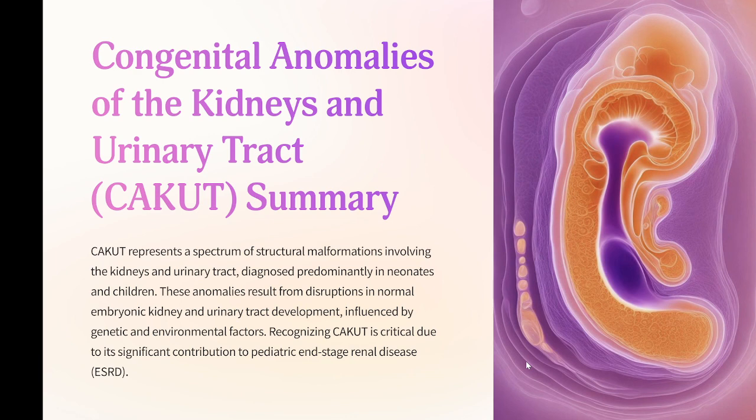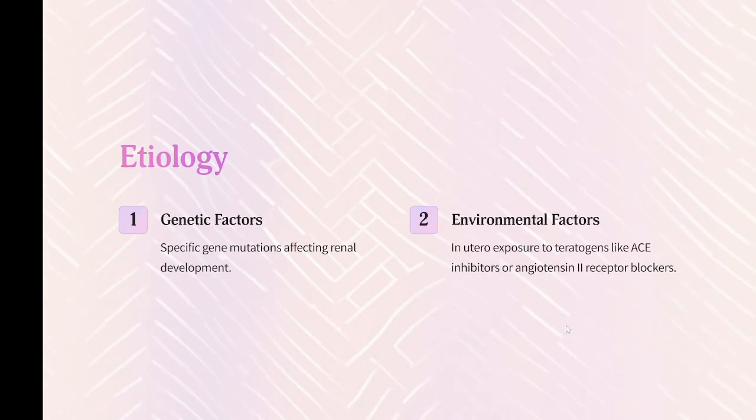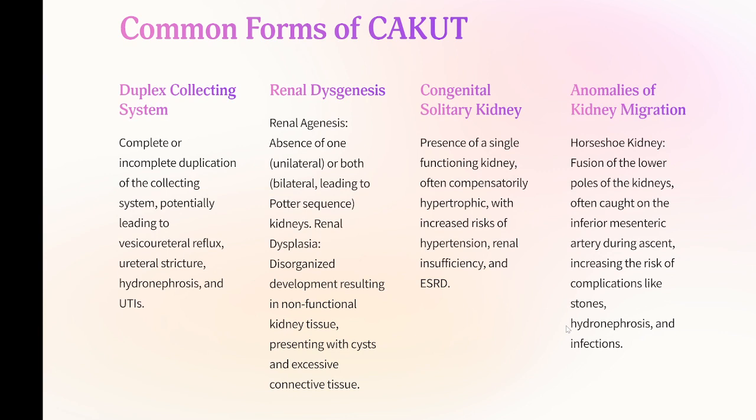Etiology. Genetic factors: specific gene mutations affecting renal development. Environmental factors: in utero exposure to teratogens like ACE inhibitors or angiotensin II receptor blockers. Common forms of CAKUT: 1. Duplex collecting system, complete or incomplete duplication of the collecting system, potentially leading to vesicoureteral reflux, ureteral stricture, hydronephrosis, and UTIs. 2. Renal dysgenesis: renal agenesis, absence of one kidney, unilateral, or both, bilateral, leading to Potter sequence.